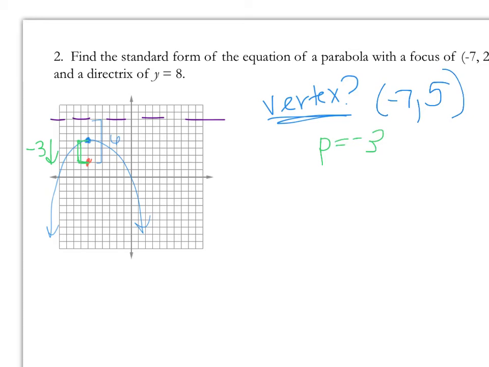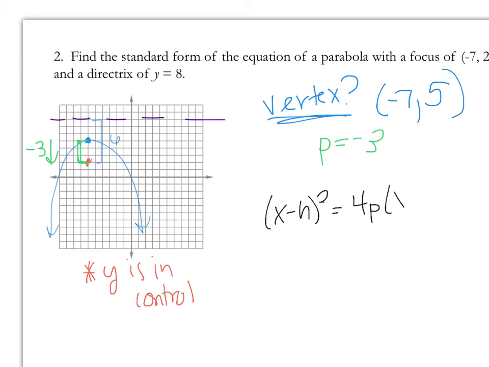So now I can put those all into the equation that keeps the thing in control that's in the picture. We know that Y is in control because it's facing down. So that means I'm actually going to start with x minus h squared on this side equal to 4p times y minus k. And then I'm just going to plug in the information.